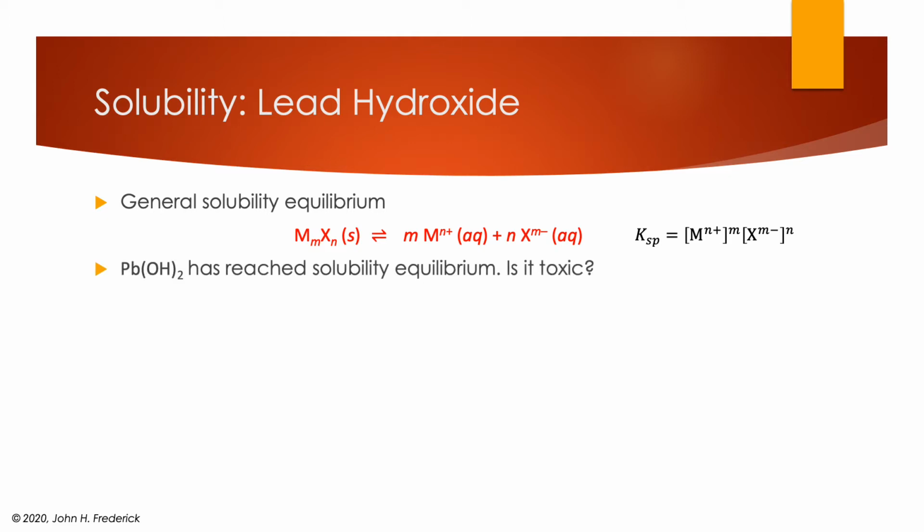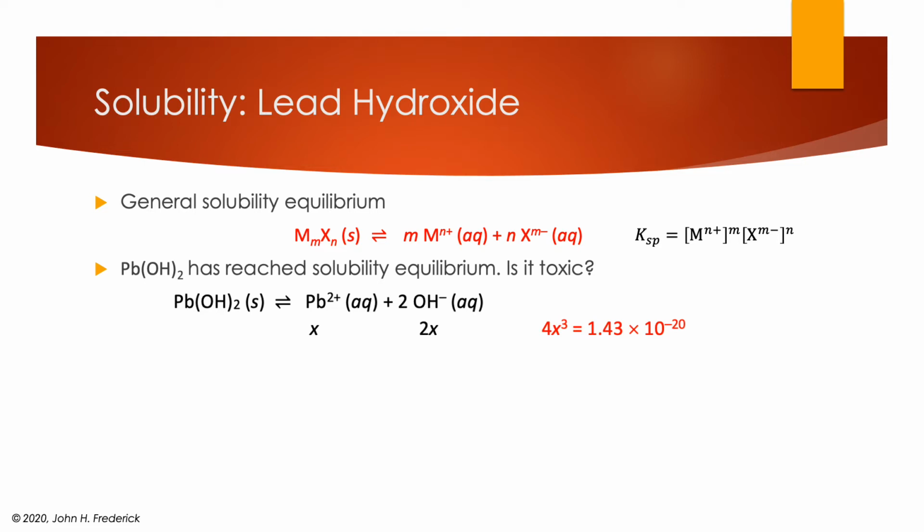Now we're going to use lead hydroxide to illustrate this, and we're going to say that this has reached an equilibrium in water, and what we're concerned with is we want to know if it's toxic or not. So let me look at the equation that's involved here. Lead hydroxide is going to split into ions, so it's an electrolyte, and it will create lead 2 plus ions and hydroxide ions. Now these come out in the ratio of 1 to 2 because there's 2 hydroxides for every lead. So I'm going to call the amount of lead X, and I'm going to call the amount of hydroxide 2X.